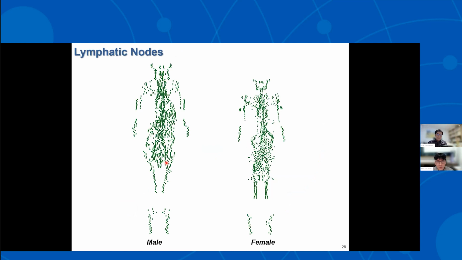Now the lymph nodes. These are the lymph node models of the voxel phantom. But we could not convert this voxel model to a high quality mesh model due to the complexity and distributed nature in the body.